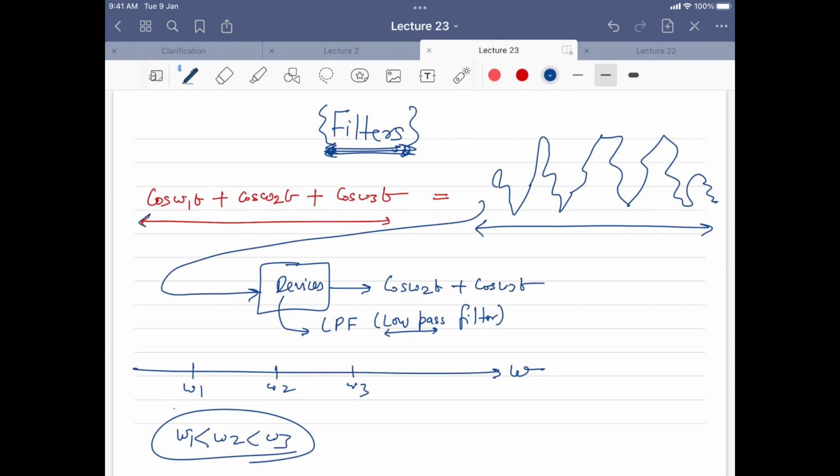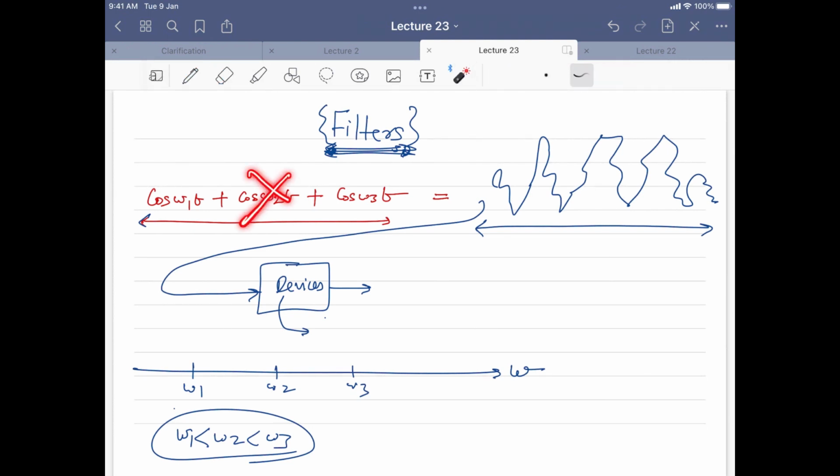I told you the wrong way, let me not confuse you here. What happens is, if I want to remove these two components and retain only this component, let us say I want to retain only this one and remove these two, then with this device the output will be cos omega 1t. So cos omega 1t will be the only answer.